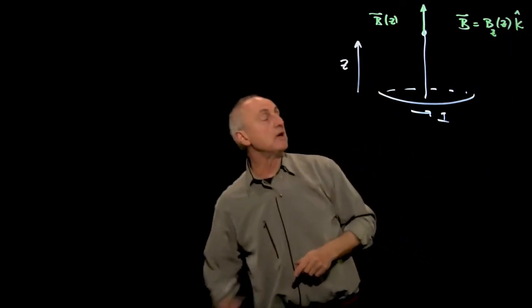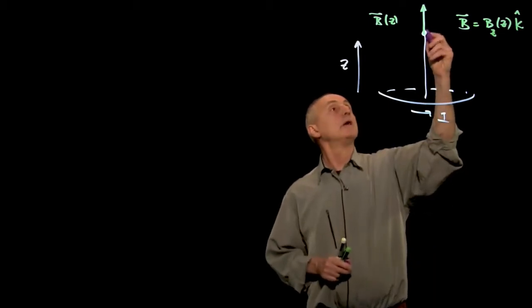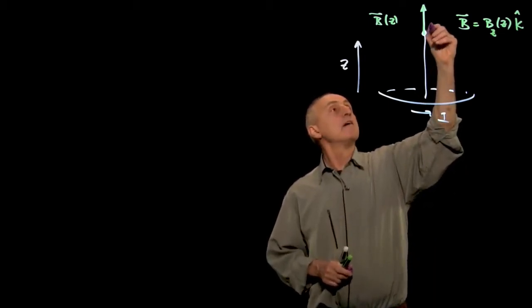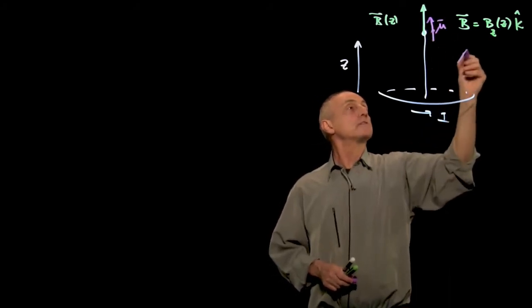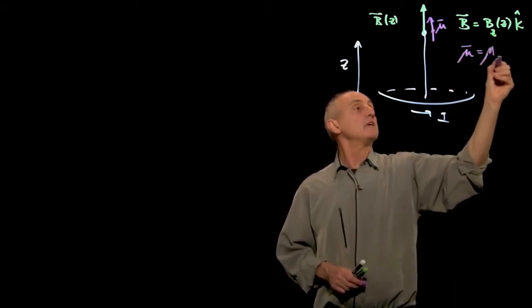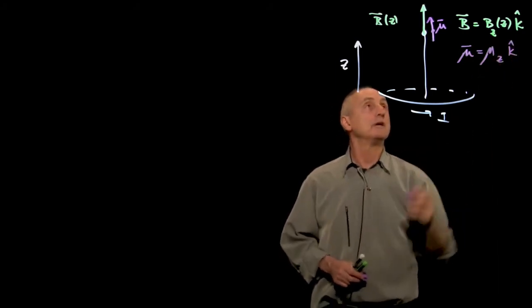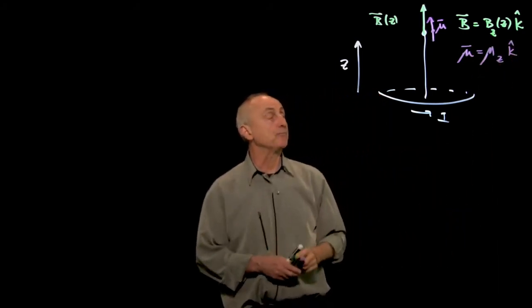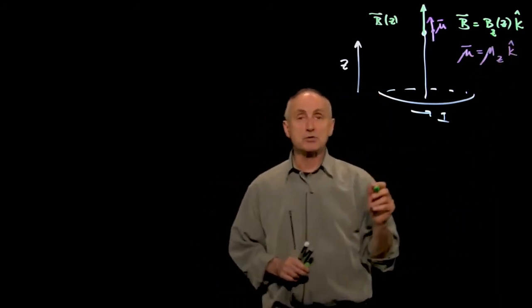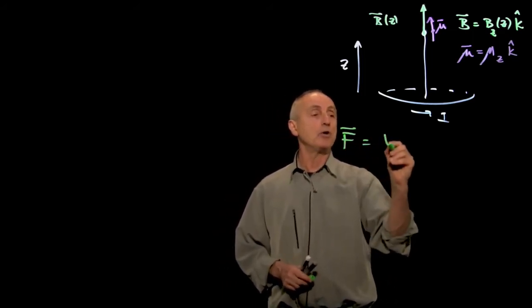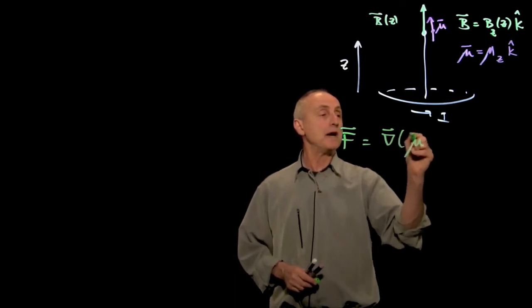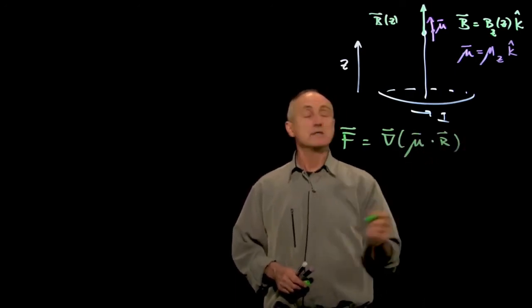And now let's put a dipole, and for the moment let's fix the dipole so that the dipole moment mu has a z component also in the k hat direction. And what we'd like to do is look at the force on that dipole, which we refer to as the gradient of the dipole moment dot B.